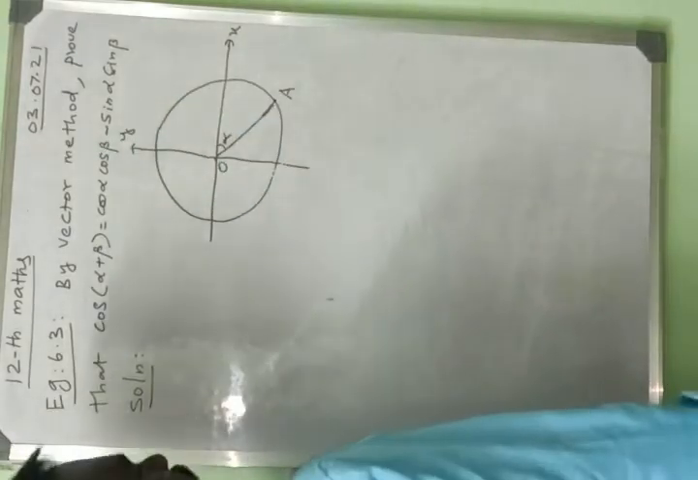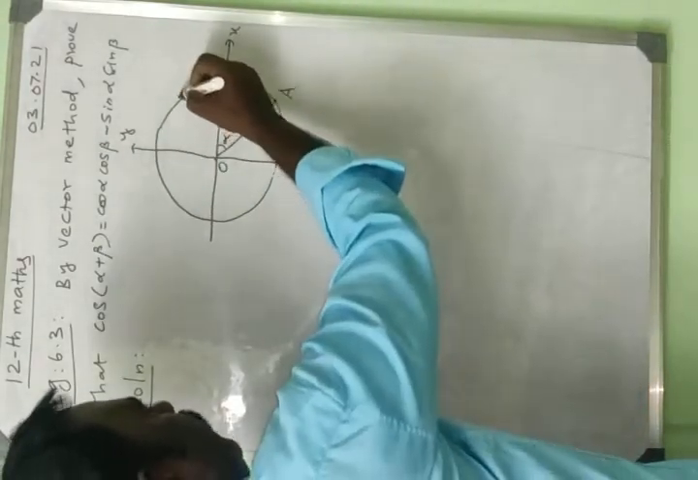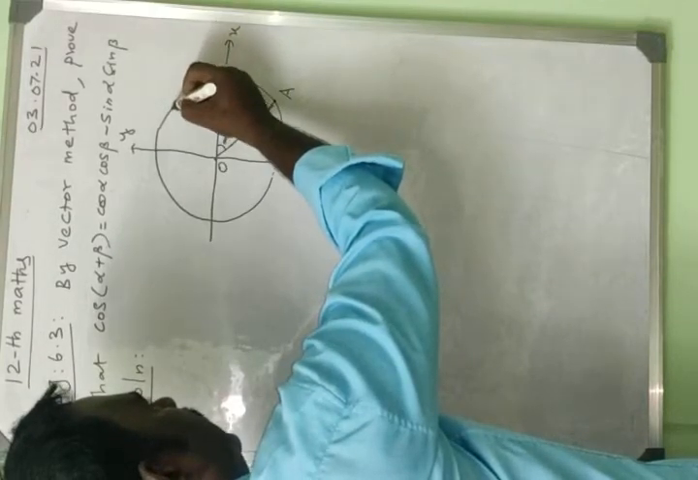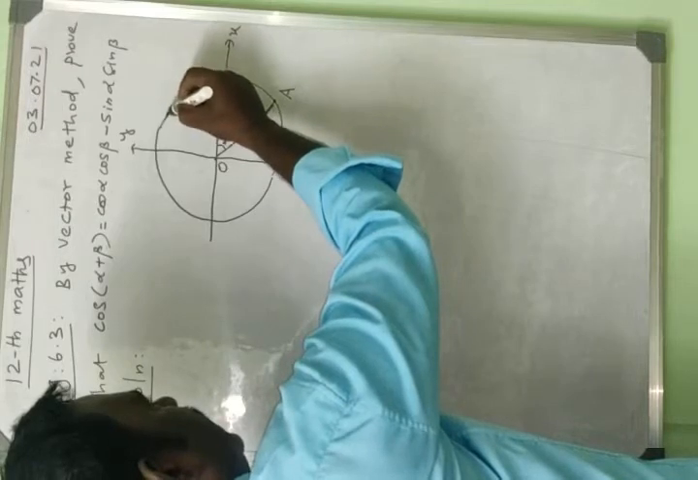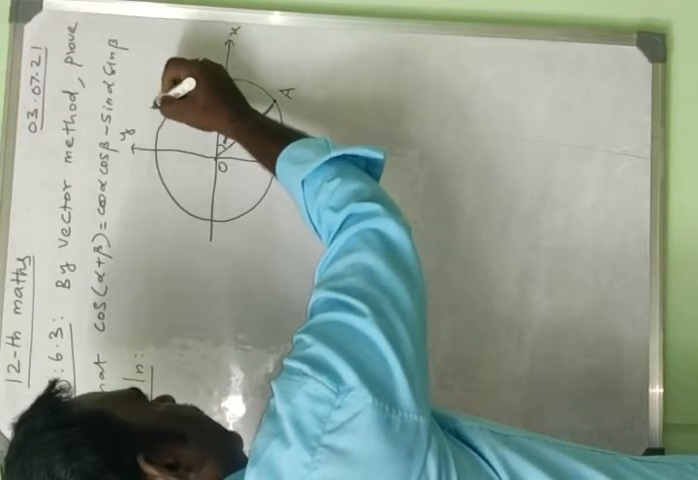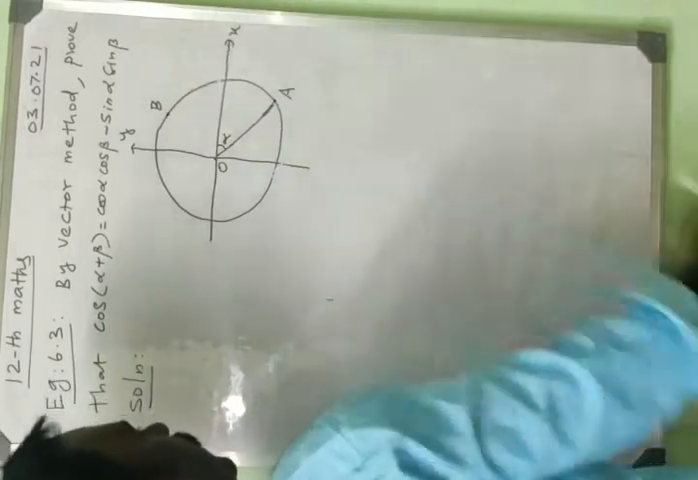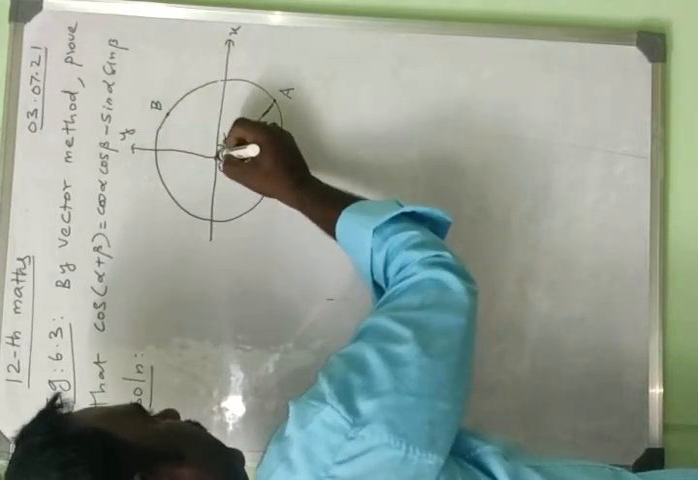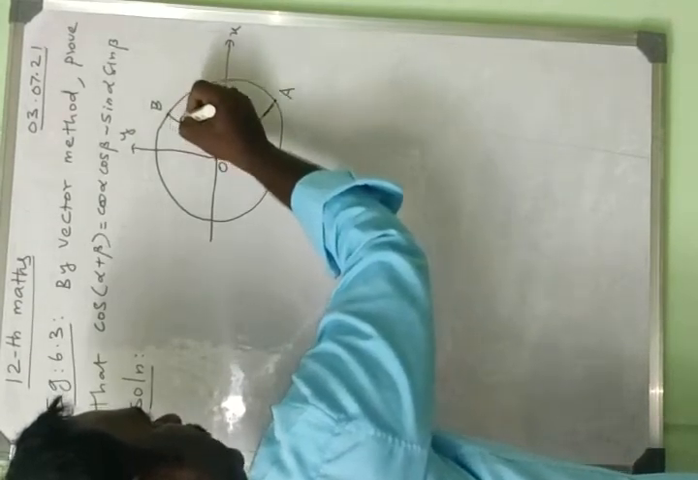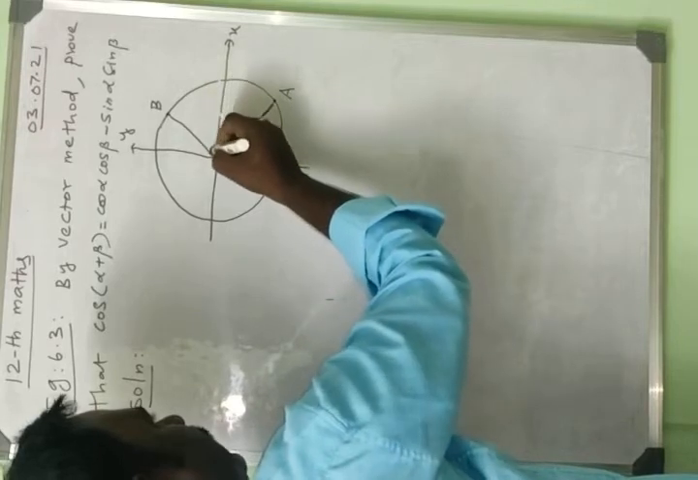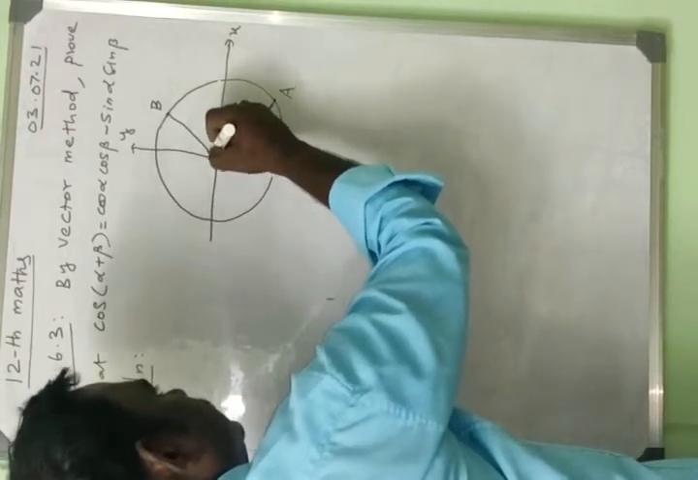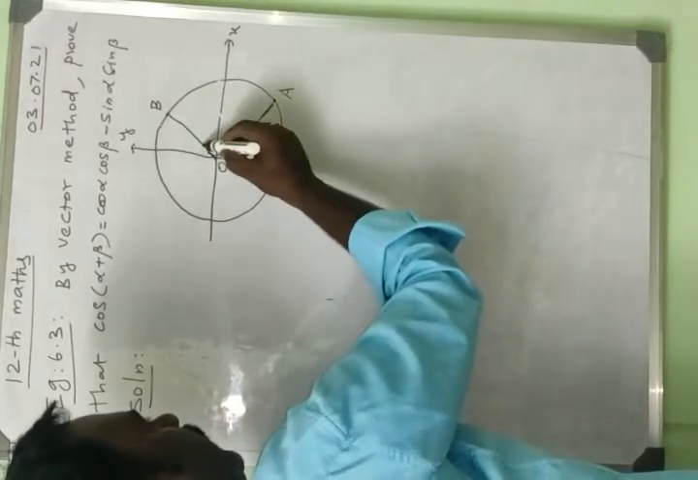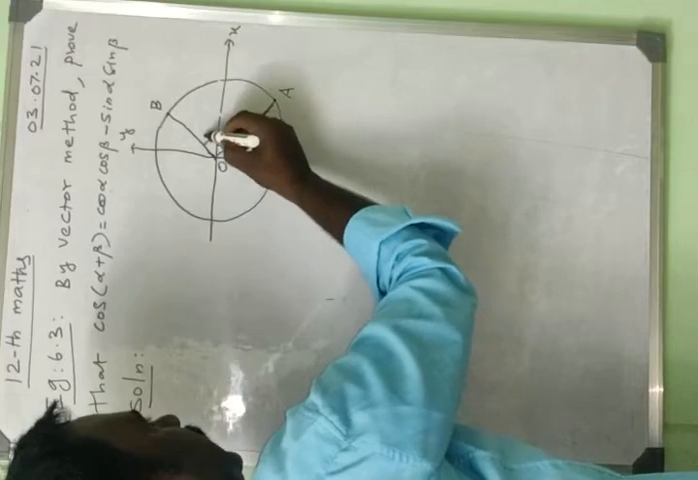Then next we take another point here. This is B. Next we join from O to B with a straight line, correctly drawn. From XOB we get the angle beta. We mark beta here.